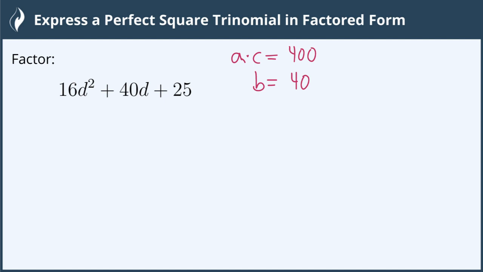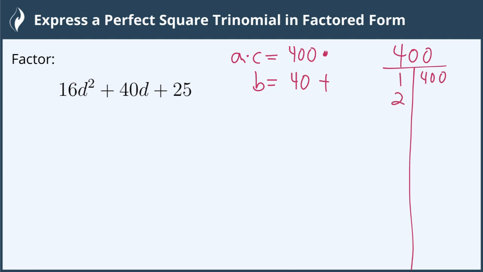No D's are involved. Now we're trying to find two numbers that multiply to 400 and add to 40. So we can make a chart of things that multiply to 400. So 1 times 400, 2 times 200. 3 does not go into 400, so we skip it. 4 times 100.